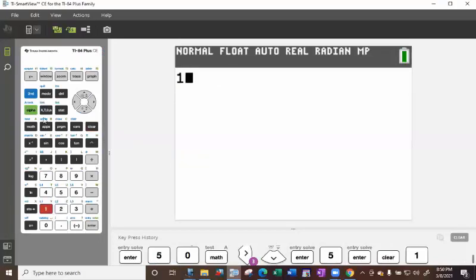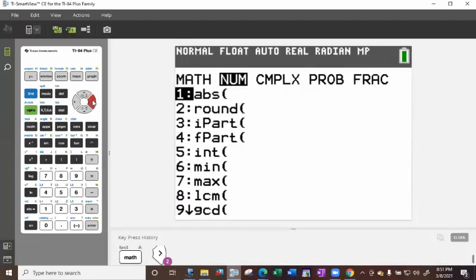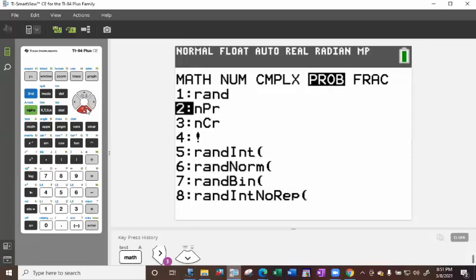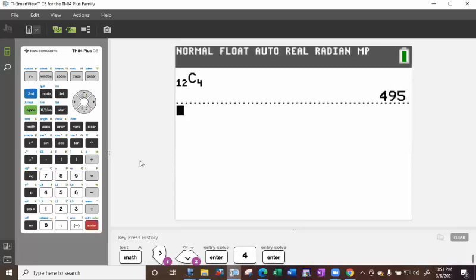12. So if we're just choosing PRB, and it's number 3, so it's the one right below the nPr and nCr. So easy to find. 4. And 495 ways. So once you choose 4 out of that, they've been chosen once. There's no order ranking of those 4 people. That's it.